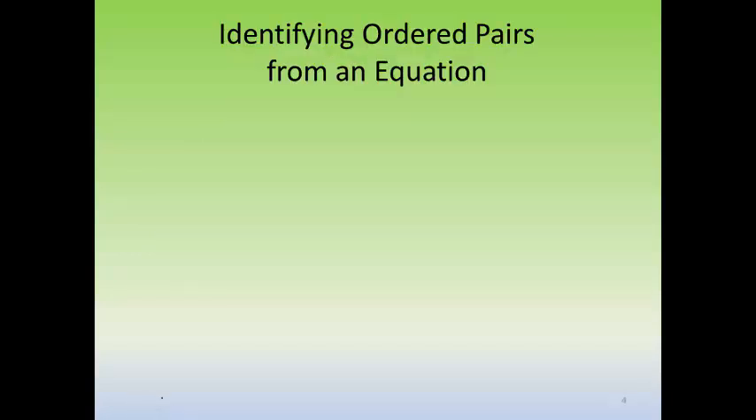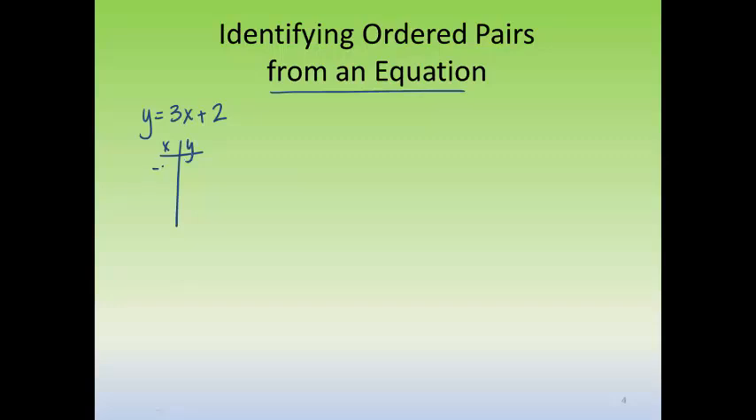So sometimes we're going to need to identify some ordered pairs, and often they're going to be located in a table, but sometimes we're going to have to make our own table, and we're going to be given an equation. So let's say we were given the equation y equals 3x plus 2. If I'm given the equation y equals 3x plus 2 and I needed to find some ordered pairs, I would probably start by choosing some x values.